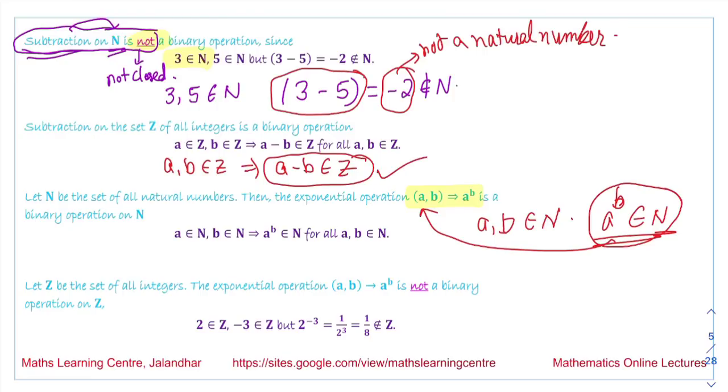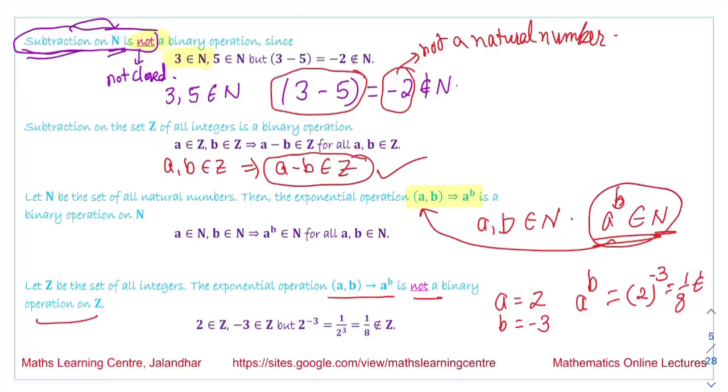Next, let Z be the set of all integers. Then the exponential operation is not a binary operation. If we consider two numbers, say a is equal to 2 and b is minus 3, the answer we obtain for a raised to power b is 2 raised to power minus 3, which is equal to 1 by 8, and this is not an integer. So this exponential operation is not a binary operation on the set of integers.